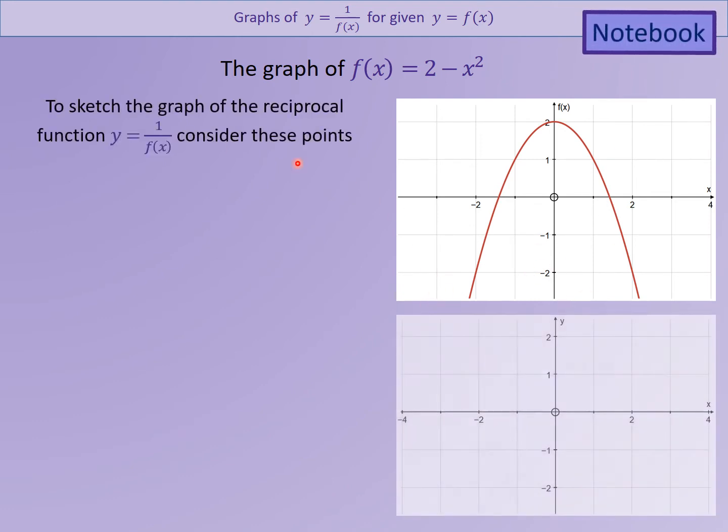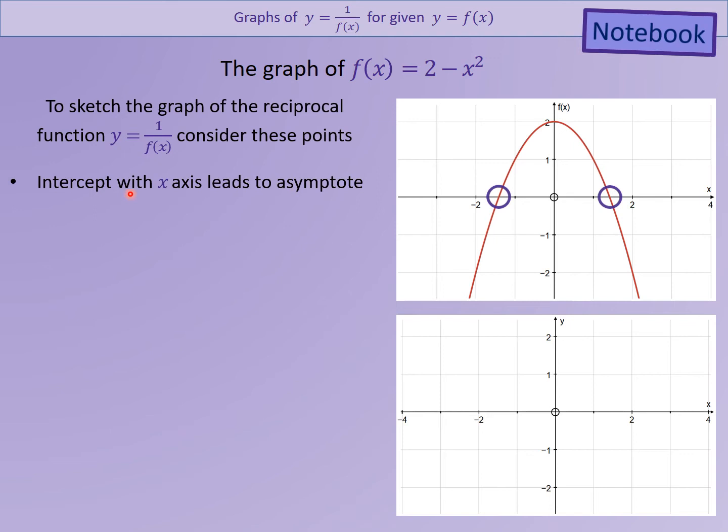Okay, so let's make a bit of a note. To sketch a reciprocal, the first thing I want to do is consider some of these important points. The first one is the intercepts with the x-axis. Everywhere this graph intercepts the x-axis, the 1 over graph will have an asymptote, because it's 1 over 0. So I know straight away these two lines are going to be there.